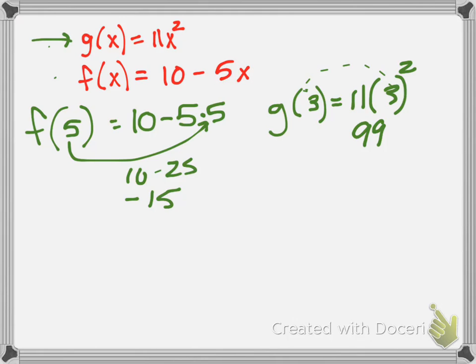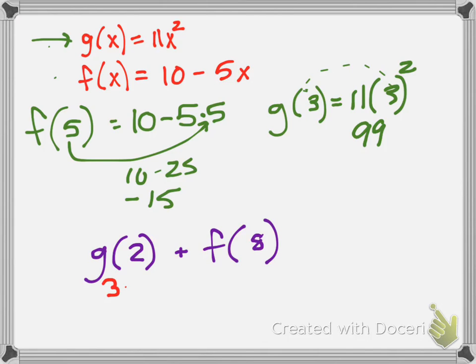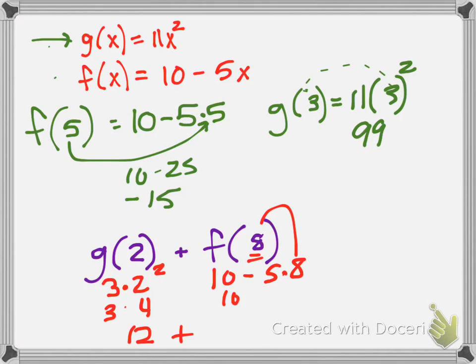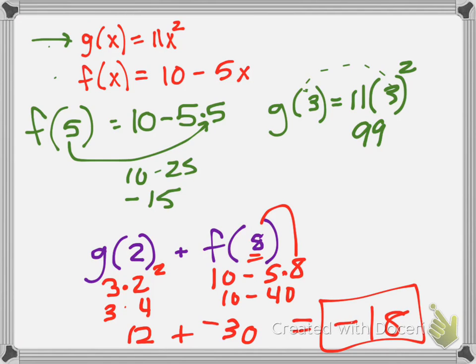I'm going to do one that's using those same two equations. I'm going to do g of 2 plus f of 8. So g of 2, that's the 3 times x squared one. So it's 3 times 2 squared. 2 squared is 4, times 3 is 12. F of 8, that's the 10 minus 5 times the x value. 10 minus 40, which is a negative 30. So it's 12 minus 30, which is negative 18. And that would be my answer for all of that.